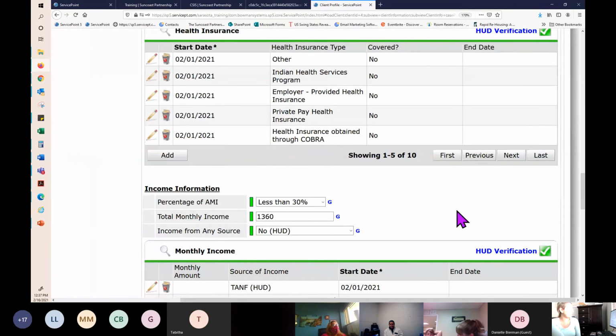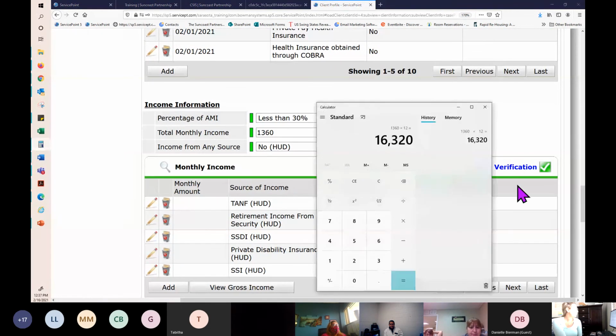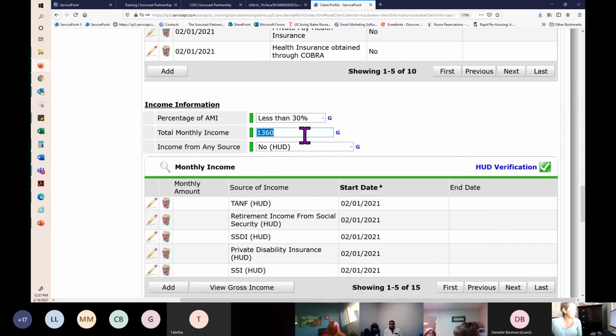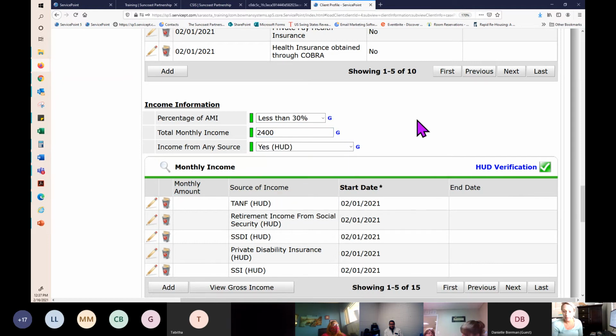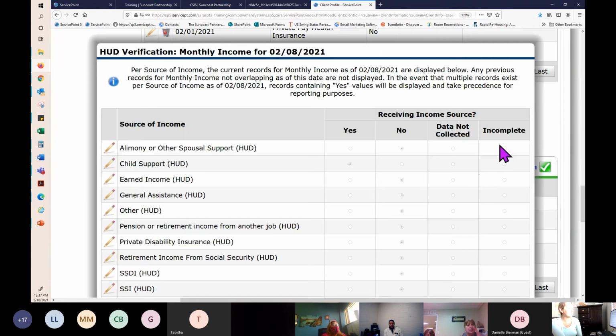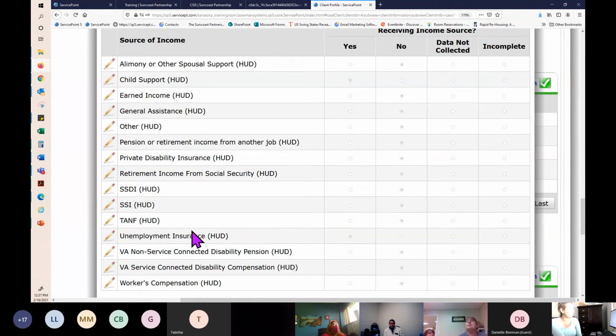We're not just going to change the income amount. So we're going to do $15 times 40 times 4. Good job, Brandon. He's making $2,400 a month, give or take after taxes. So we're going to say 2,400. Yes. Are we done? Absolutely not. We need to make sure that we end those old incomes because he is no longer receiving this unemployment. So we need to click on our pencil.